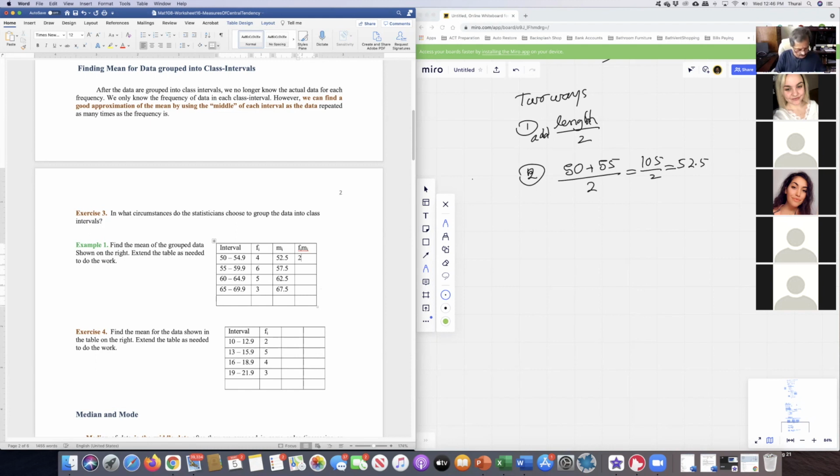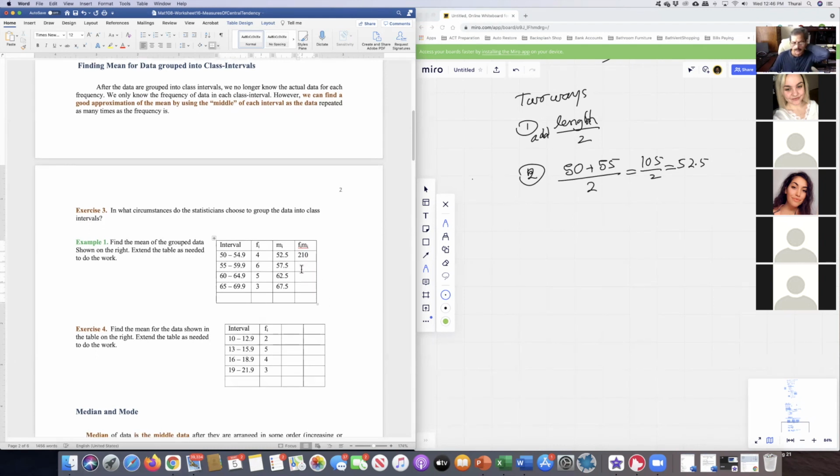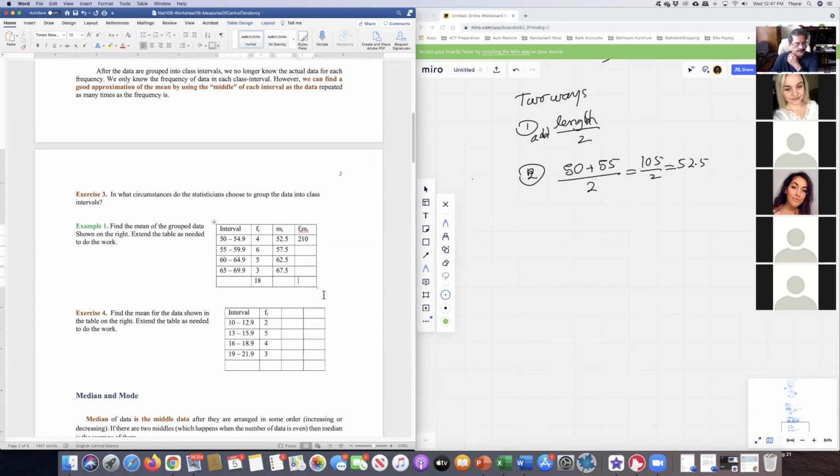So 210, and the same way, you just write all these products here, FiMi, and then add them up and put the sum at the bottom. And then the sum of the frequency is 18. So to take the average, you divide this sum by 18, just like we did before. That's all it is.